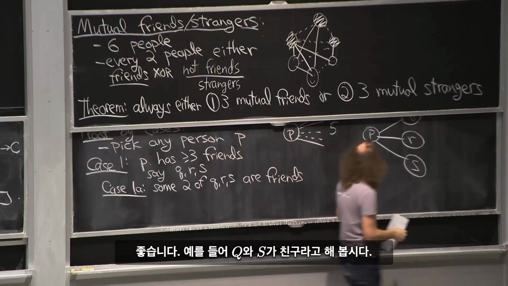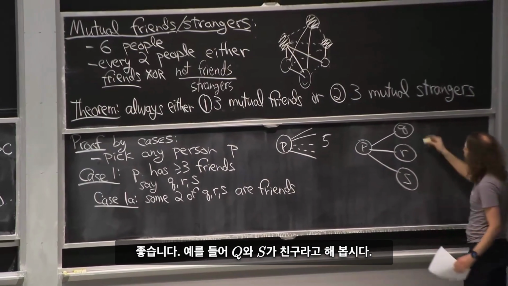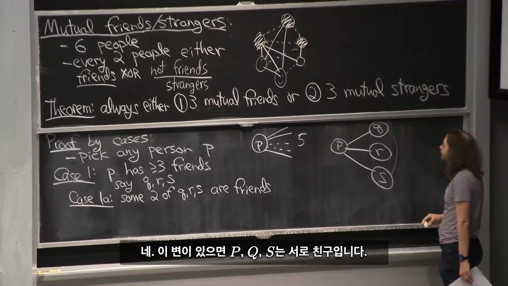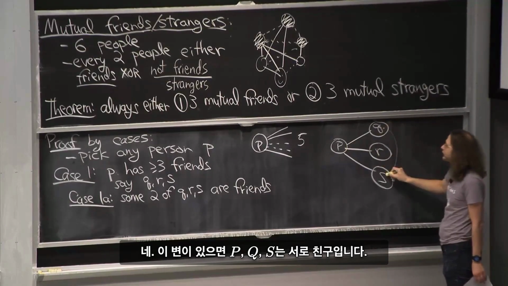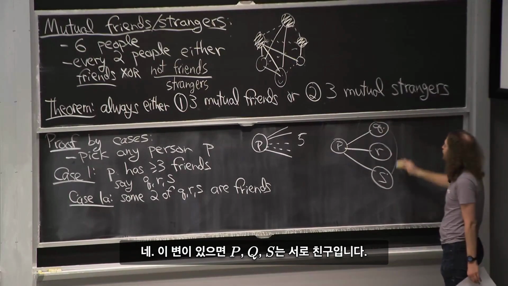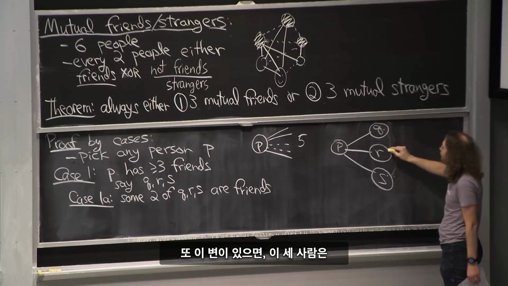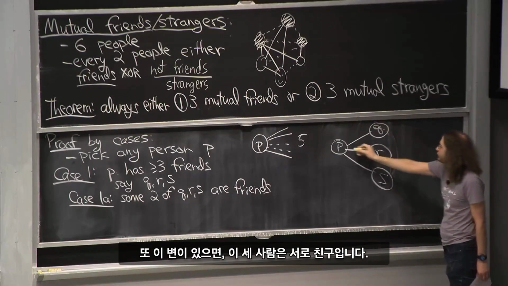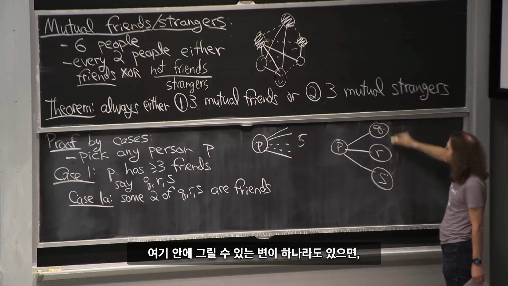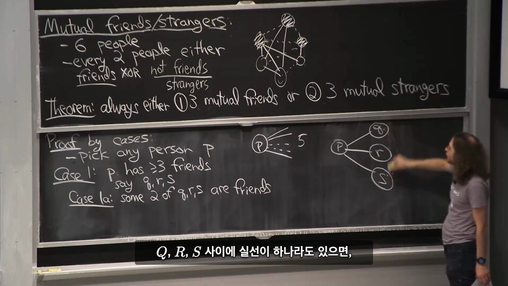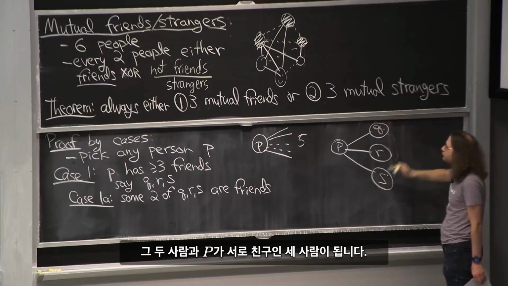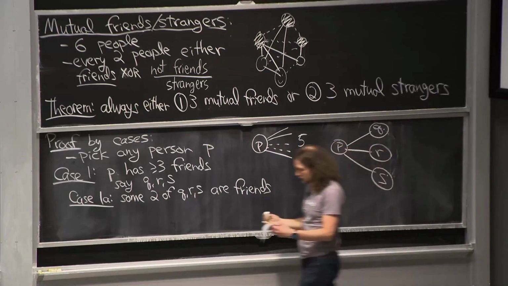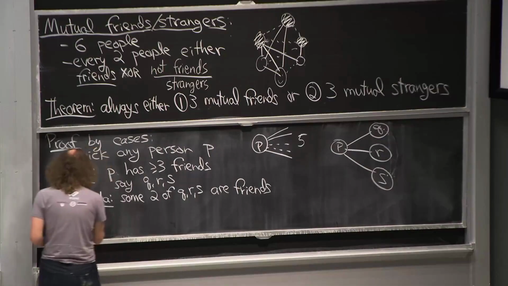Okay, suppose, for example, Q and S are friends. Have I found a triangle? Yes. P, Q, and S are mutual friends if this edge is here. Or if this edge is here, then these 3 people are 3 mutual friends. Or if this edge is here, these 3 people are mutual friends. If there's any edge in here that I can draw, any solid line between Q, R, and S, then those 2 people plus P form 3 mutual friends. Okay, so that case is actually easy.